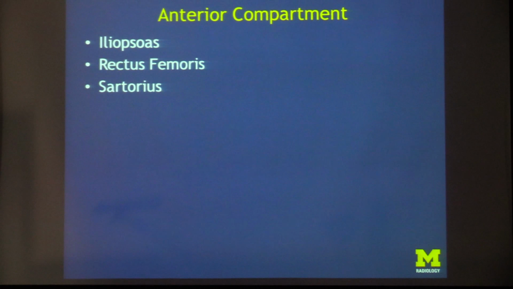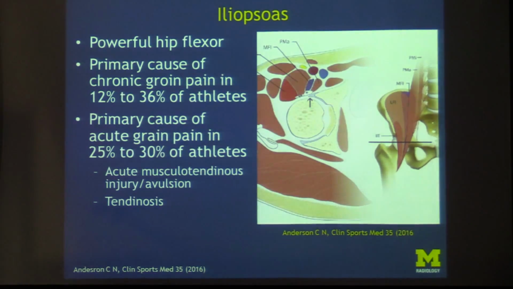Moving on to the anterior compartment, we look at a few structures. I want to emphasize the iliopsoas. And why the iliopsoas? Because this powerful hip flexor is a primary cause of pain, both in acute and chronic settings in athletes. And when you look at the anatomy, the iliopsoas tendon is closely associated with the labrum, the pelvic brim, and this explains some of the pathologies we see here.